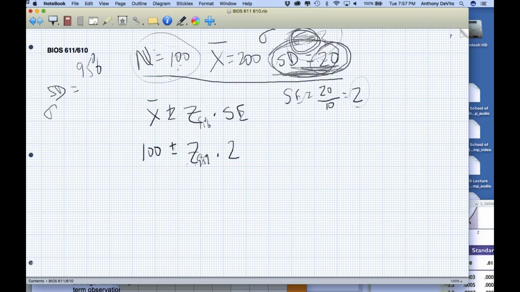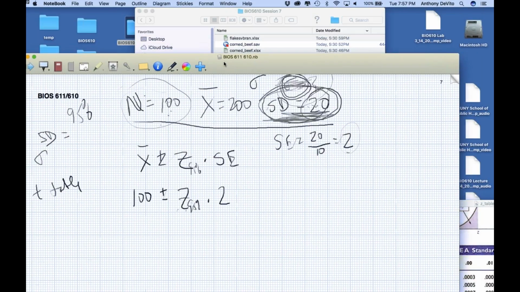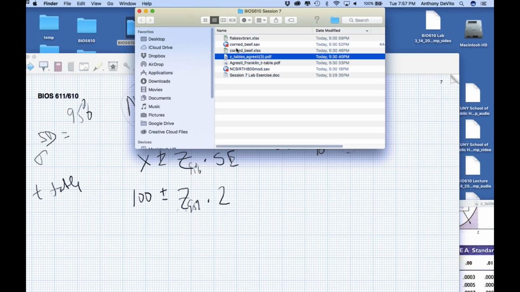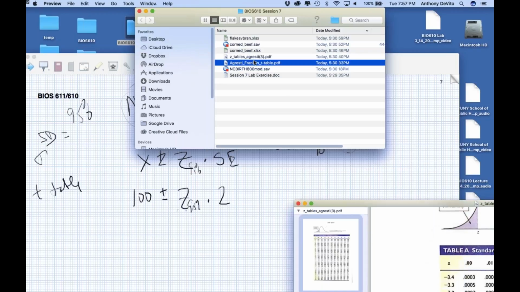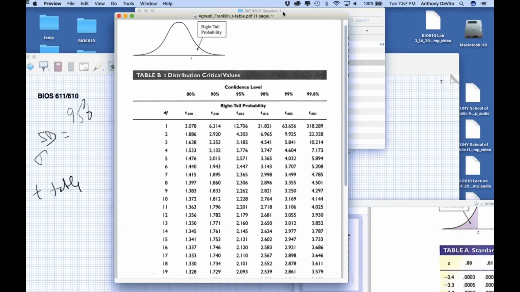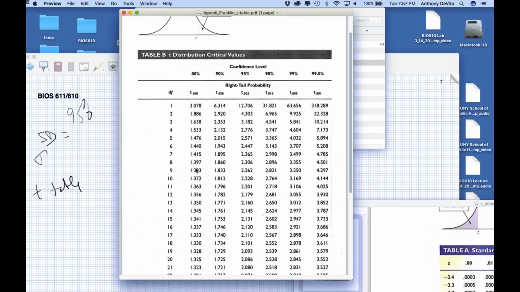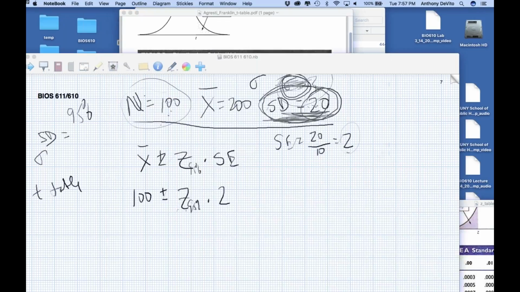But since I don't know it, I am going to use a different table. I'm going to use something called the t-table. A t-table gives us distributions for which we have less certainty than we do with the normal distribution. I'm going to open up my trusty t-table. One of you had a question about degrees of freedom before. The degrees of freedom are basically the sample size minus 1. So if I have a sample size of 100, the degrees of freedom are 99. If a sample size of 25, degrees of freedom is 24.